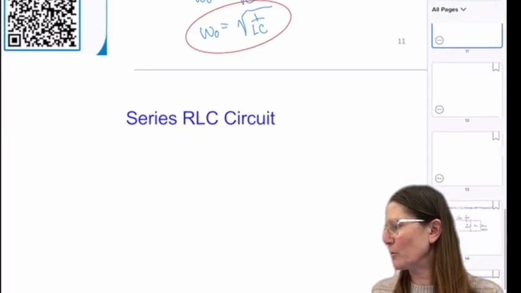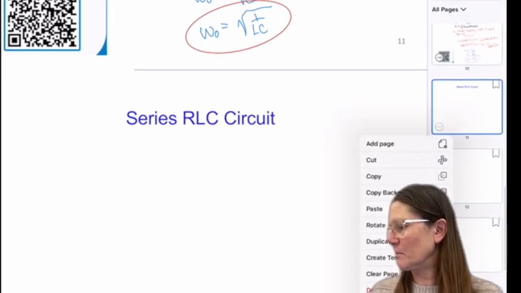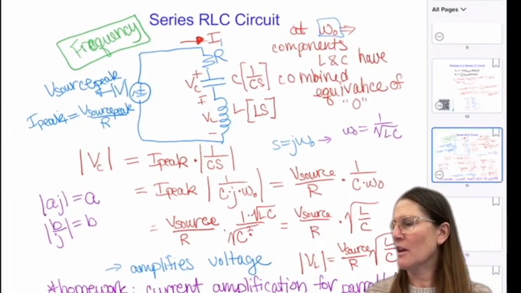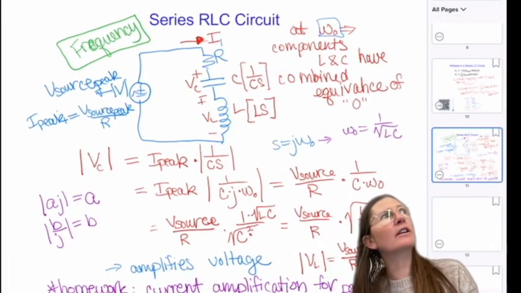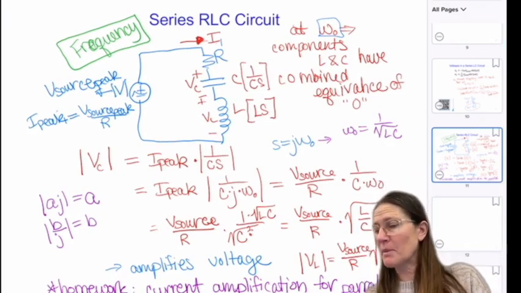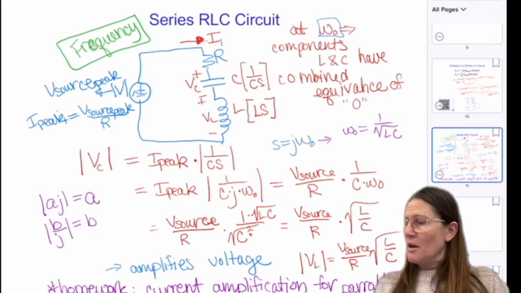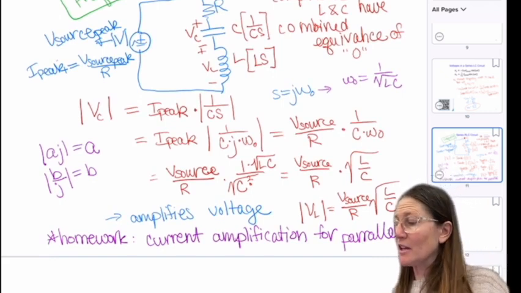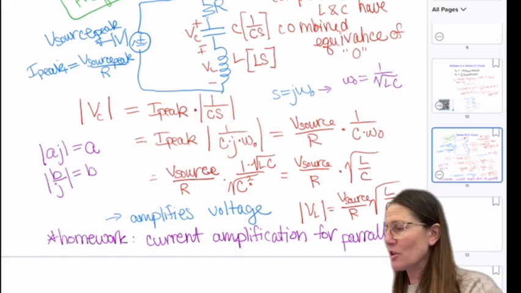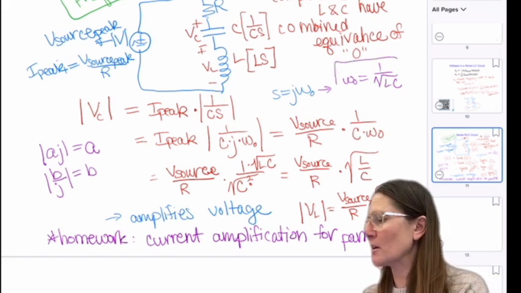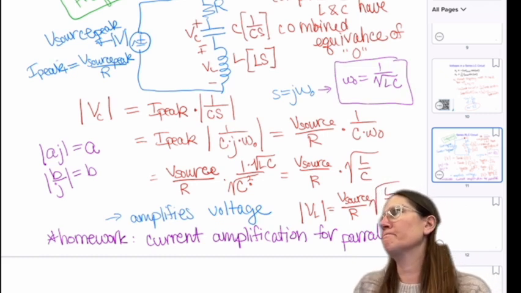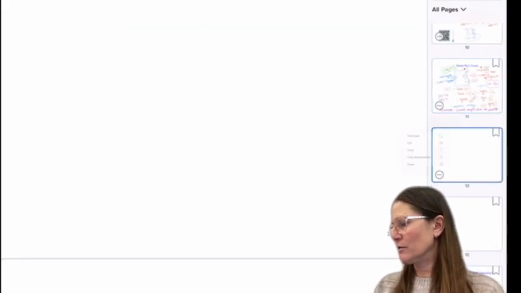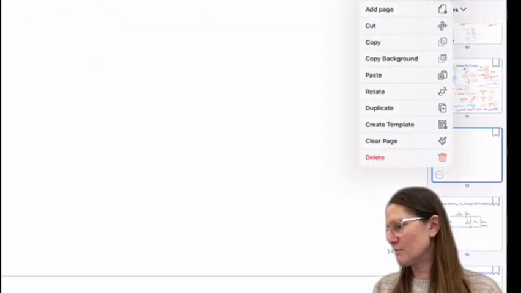Okay, so this is the derivation of just putting C as 1 over CS and L as LS, and then doing the same idea of making sure they cancel out each other, and then you end up with the same omega naught is 1 over square root of LC. So we're going to move to the next example.